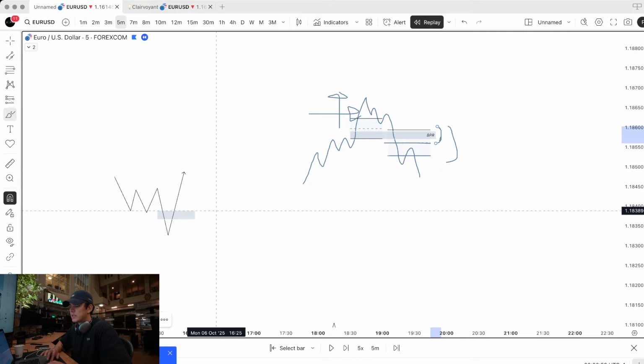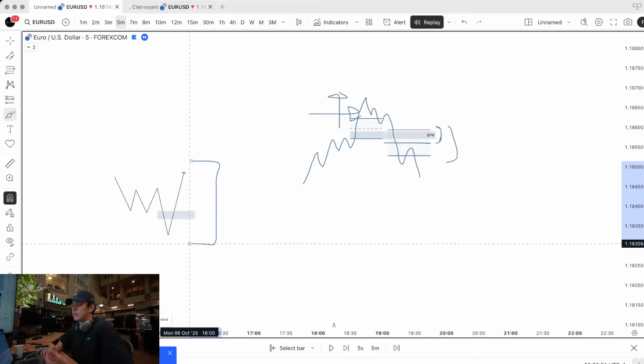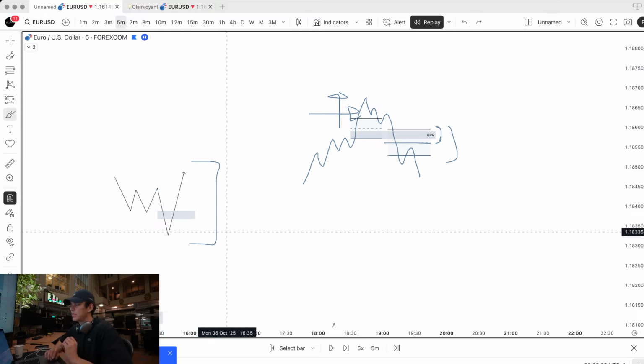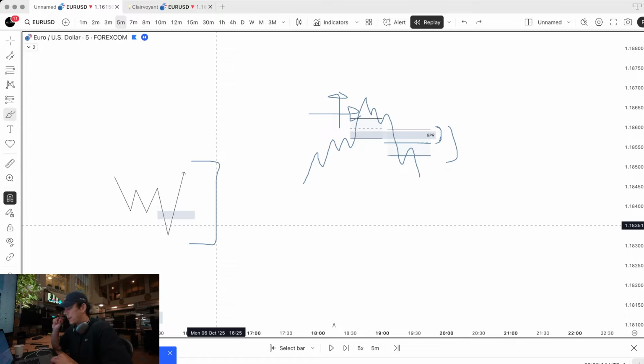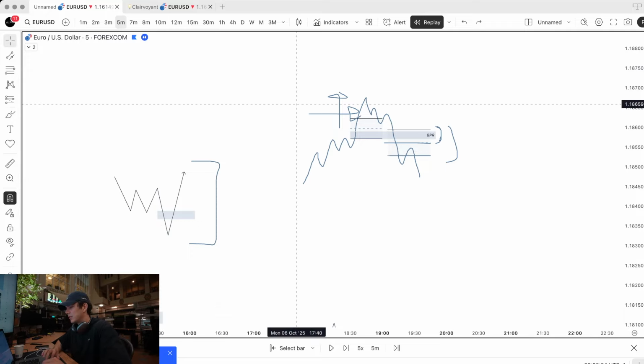Whereas this example right here is one of the ones that I want to talk about, especially with your E1s. BPRs become crucial when it comes to fine-tuning your entries, when it comes to being a little bit more precise, and it allows you to close the gap between, let's say, ideology and execution if there is an abundance of arrays, which is a luxury problem to have, which doesn't happen often enough.